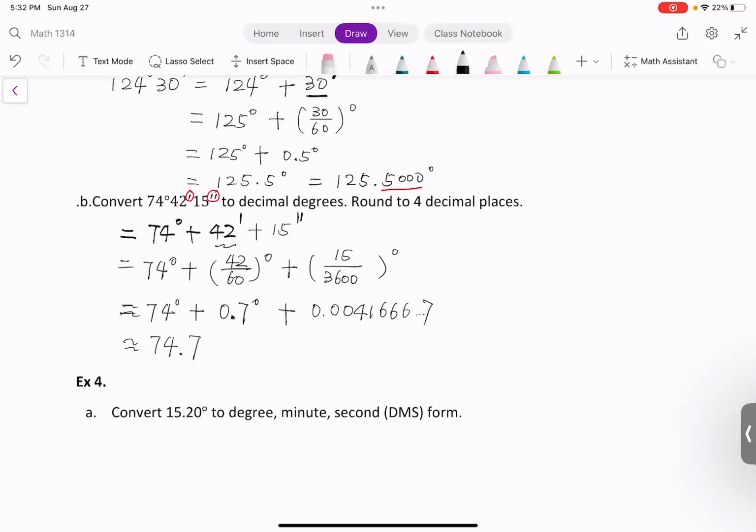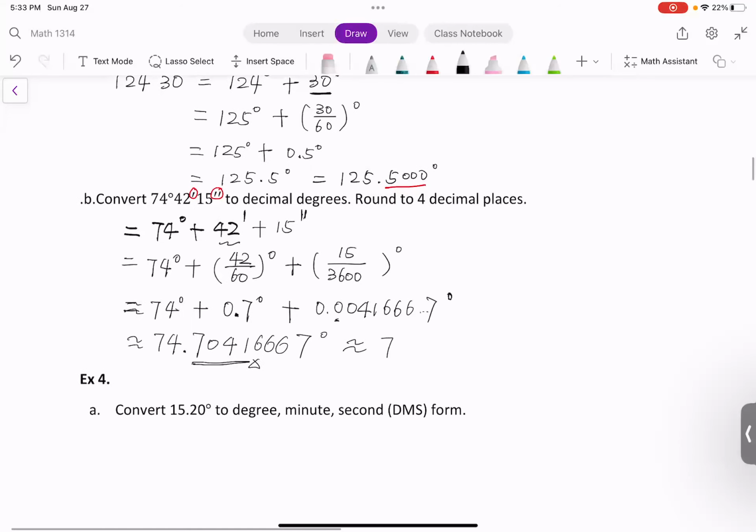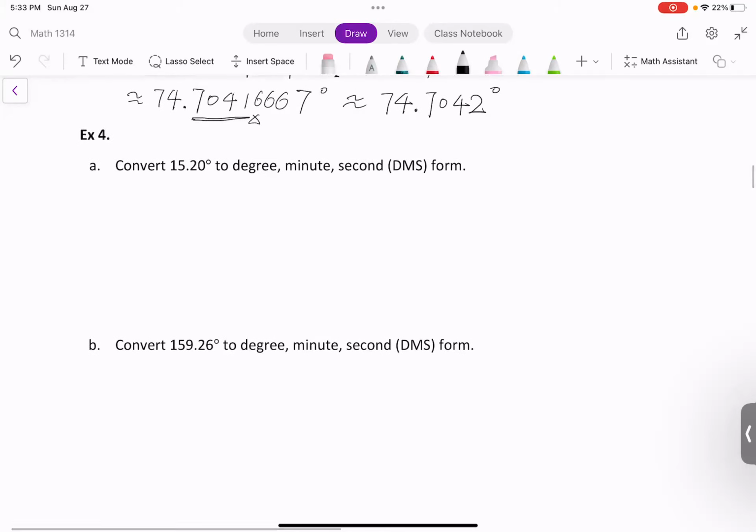So add them together. Don't forget there's a degree here. So we have 0.0416666. So let's put a 7 here. So keep 4 decimal places. The 5th digit is 6. 6 is greater than or equal to 5. That means I need to add 1 to the previous digit. I'm having 74.7042 degrees.